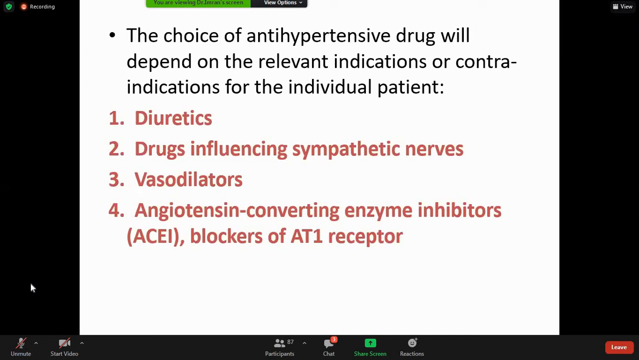But generally for mild to moderate hypertension, we prefer to use which diuretic? Thiazide diuretic. Second group, drugs influencing sympathetic nerves. It's a very important group.